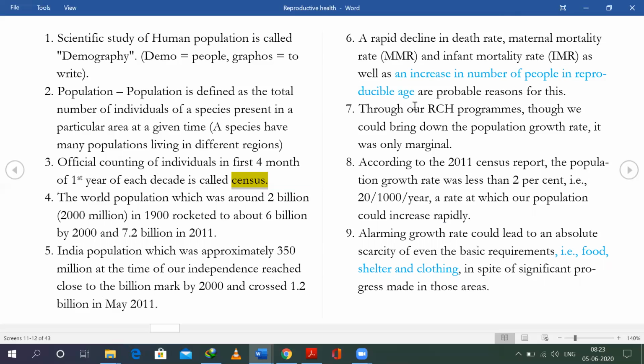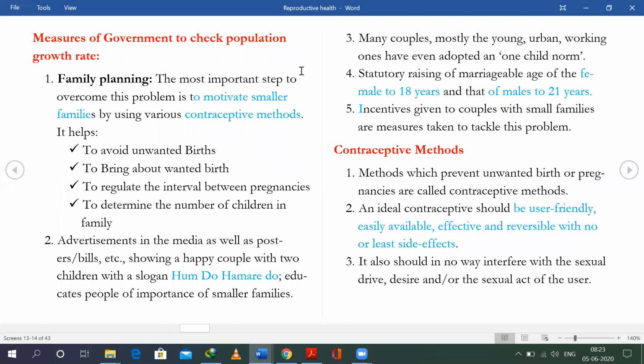And RCH programs, how they have assisted in reducing the population growth to a small number only, not that big a number. And the percentage of population growth in India, and even this small percentage can also lead to huge population growth. Yes, and you need to remember the sixth point and as well as the eighth point clearly, because sometimes statement-related questions will be asked here, and these numbers also have to be remembered. And the measures of the population, right?